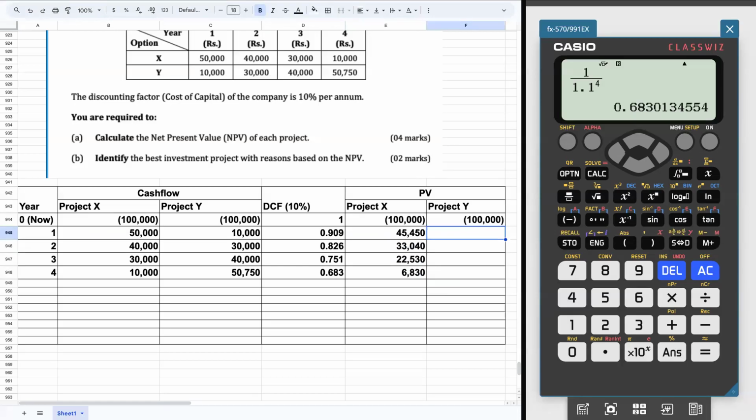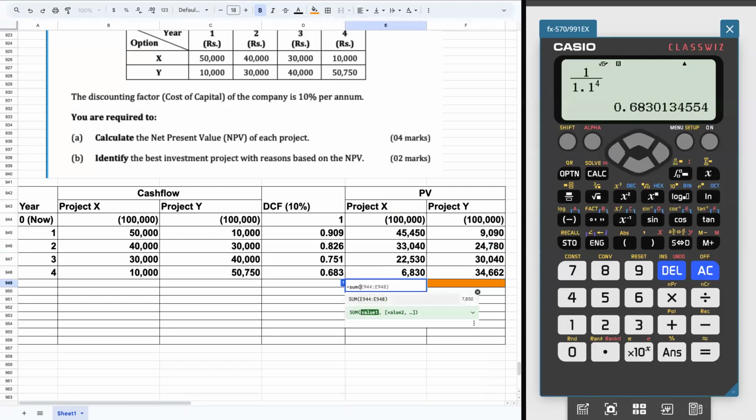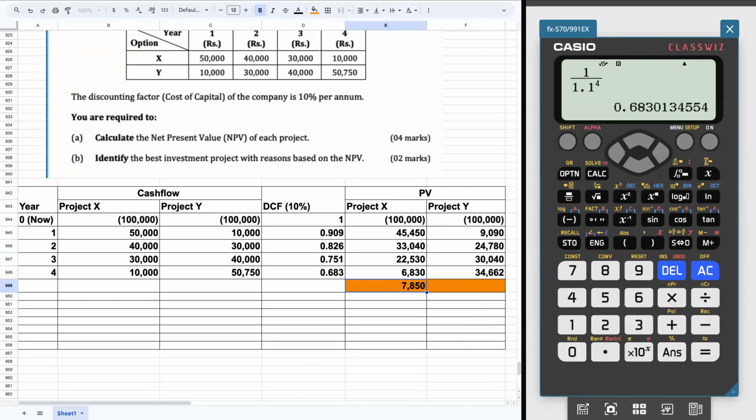So now for the Y also 50,000, so 10,000 will become 0.9091 rupee worth, 9,950. Then these are the values you will get. Now, my dears, we can add this. The sum is going to be 7,850. This is going to be 1,450. This is going to be NPV.